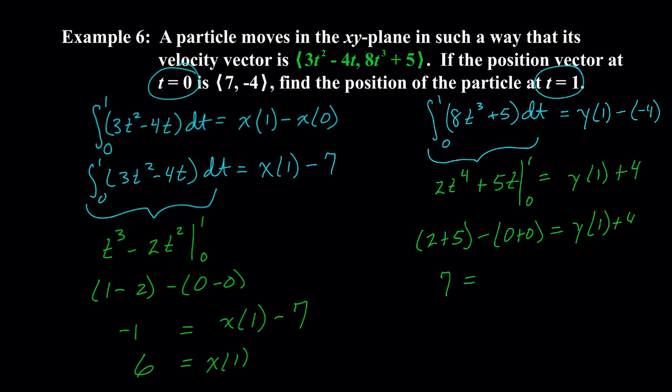So we have 7 is equal to y of 1 plus 4, which means y of 1 is equal to 3, giving us the position vector: the x component, 6, and then the y component, 3.